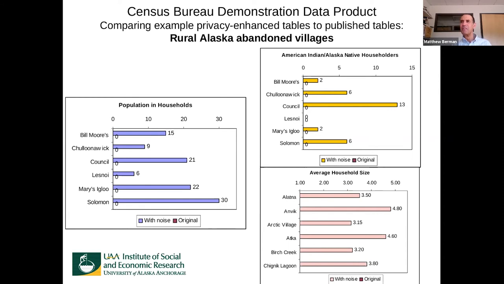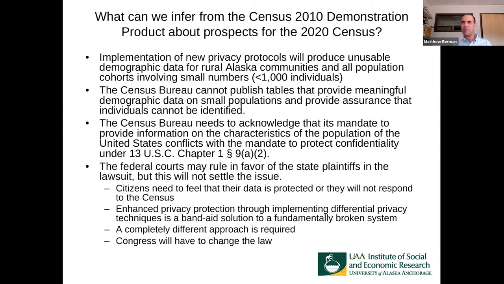Okay, so what can we infer from this? Well, I don't think the data are going to be usable. And it's not just for small communities, but for all populations of less than 1,000 or so. And the Census Bureau really needs to acknowledge that the law is producing conflicting mandates, and they can't possibly meet them both. They can't possibly produce an accurate count for the legislation that Congress has required them to use, and also protect confidentiality as required under the Census Bureau laws.